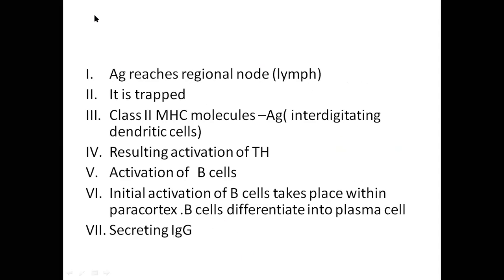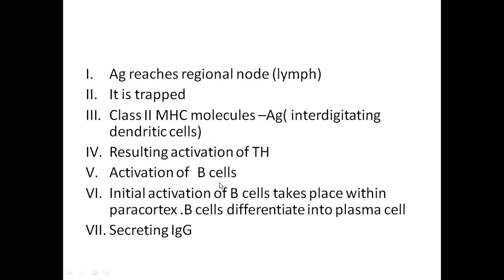Okay, so what happens? Antigen reaches the lymph node, and there the antigen gets trapped. After the antigen gets trapped, class 2 MHC molecules come out of that cell and show this antigen to the other cell. When the antigen is shown with the help of this class 2 MHC molecule, that results in activation of the T helper cell. When the T helper cell comes, gets activated and binds to that antigen, that leads to the activation of the B cell.